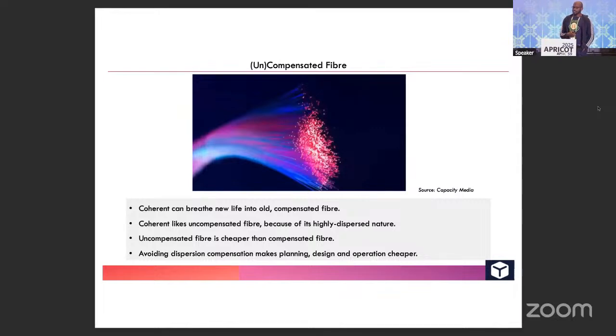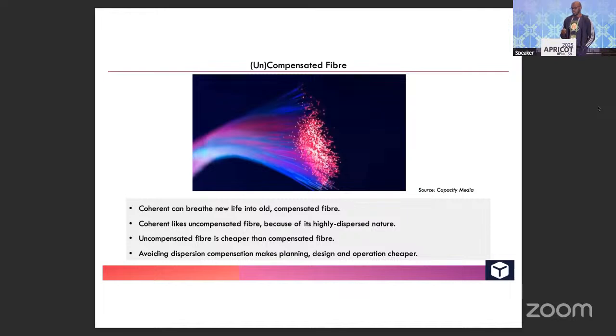The uncompensated fiber, I think, is a feature of coherent. And like I said before, before we had coherent, we had chromatic dispersion as being the biggest issue to performance in the optical space. And we countered that with having compensation in the fiber itself and also in the optical domain.